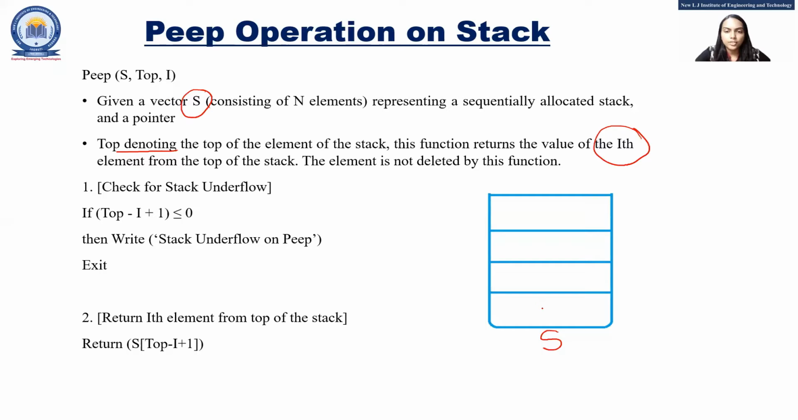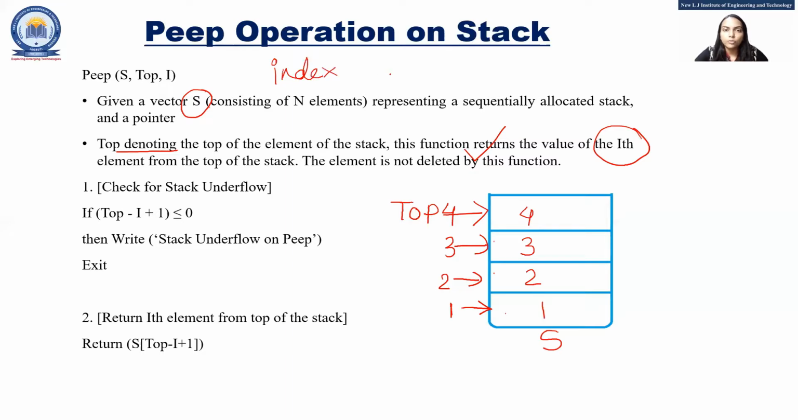Now see students, if we have inserted 1, 2, 3 and 4, what is the top counter? Top will be incremented by 1 each time, and currently top will be at the fourth position: 1, 2, 3 and the fourth position. So if this is 1, 2, 3, top is pointing to the fourth position. Now, when we say that peep operation returns the value of the ith element from the top of the stack, we will consider i here as the index.